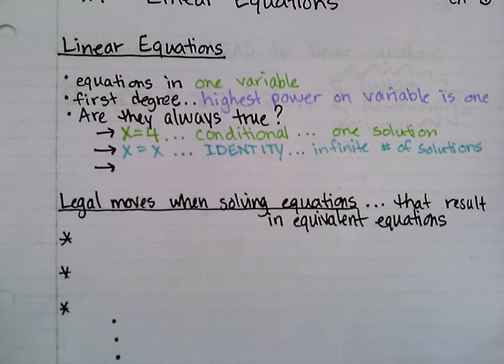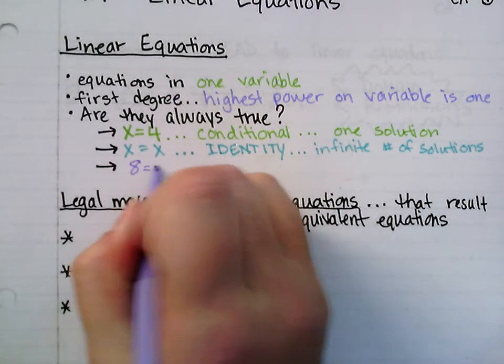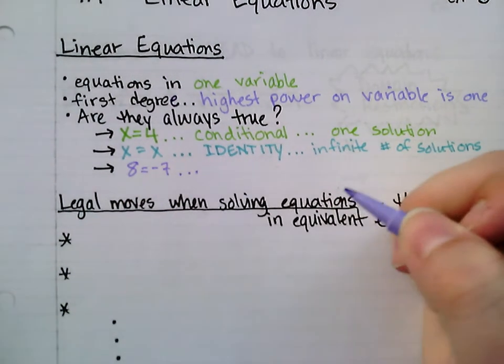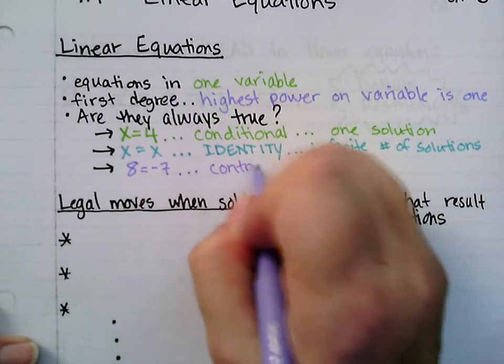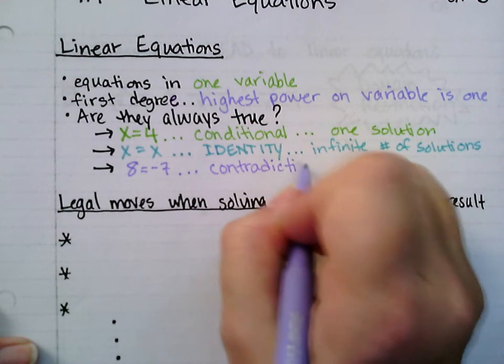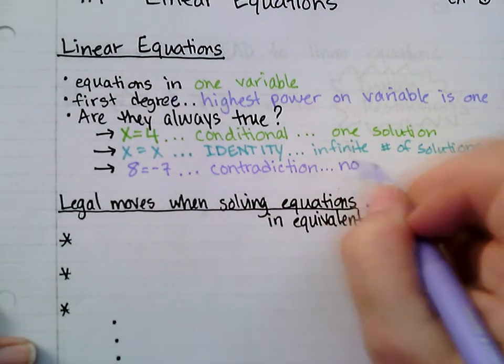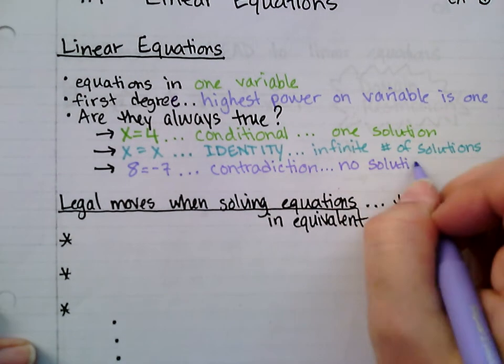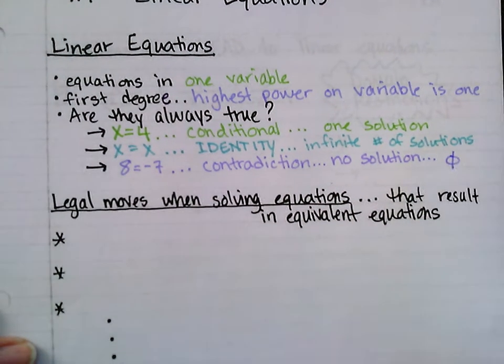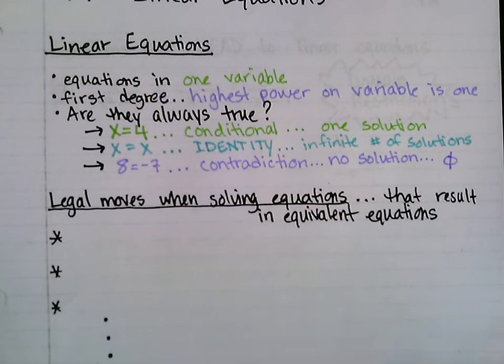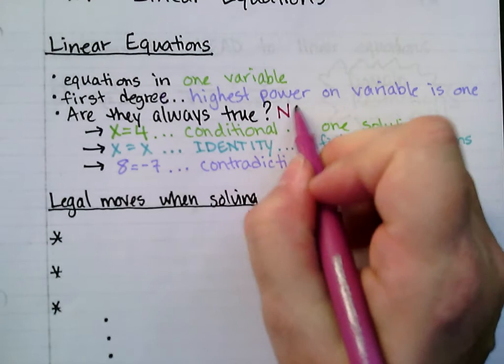But what would happen if we had something like 8 equals -7? That is never going to be true. We call that a contradiction. That means there is no solution, or sometimes instead of writing out no solution, we can use the symbol like that, which represents the empty set. So are equations always true? No.